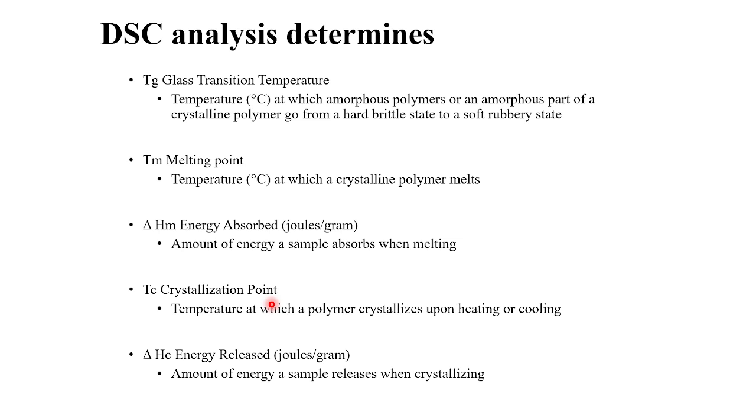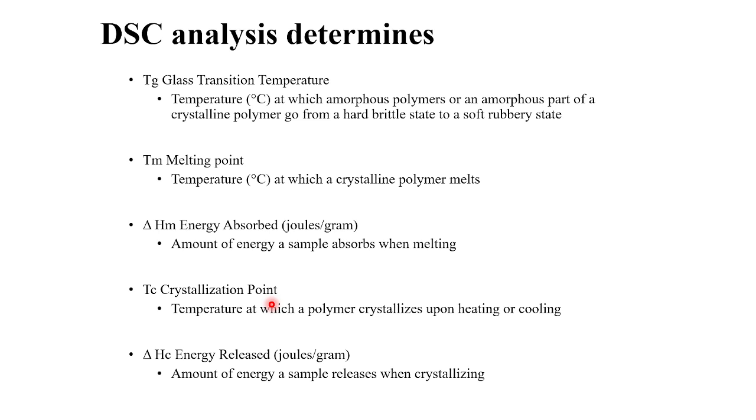Now what does DSC actually determine? It can measure the Tg, or you will get the Tg value of any polymer: the temperature at which an amorphous polymer, or the amorphous part of a crystalline polymer, goes from a hard glassy or brittle state to a soft rubbery state. The melting point Tm you can get from the DSC, at which the crystalline zone melts.